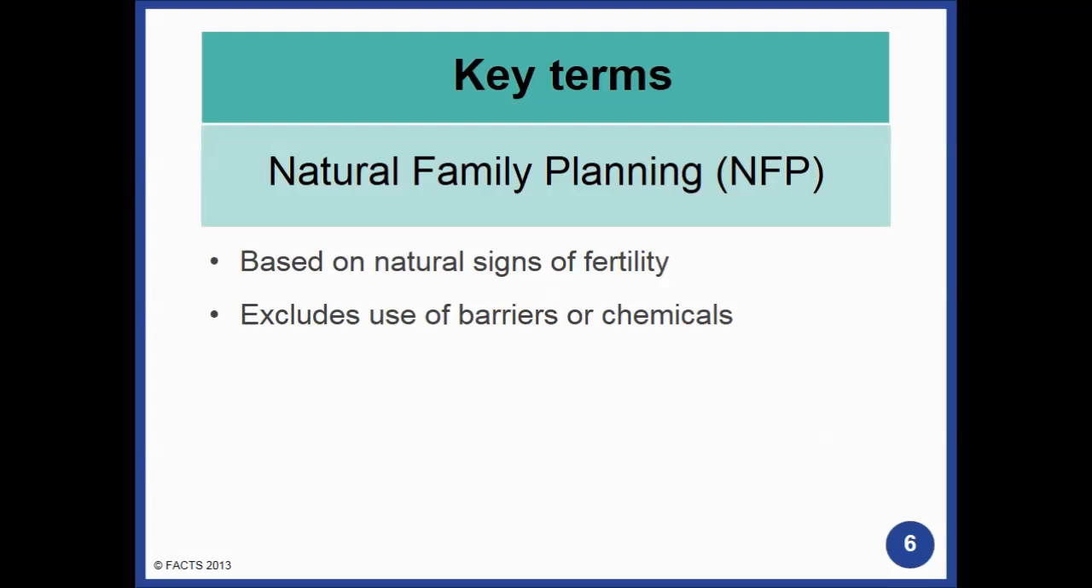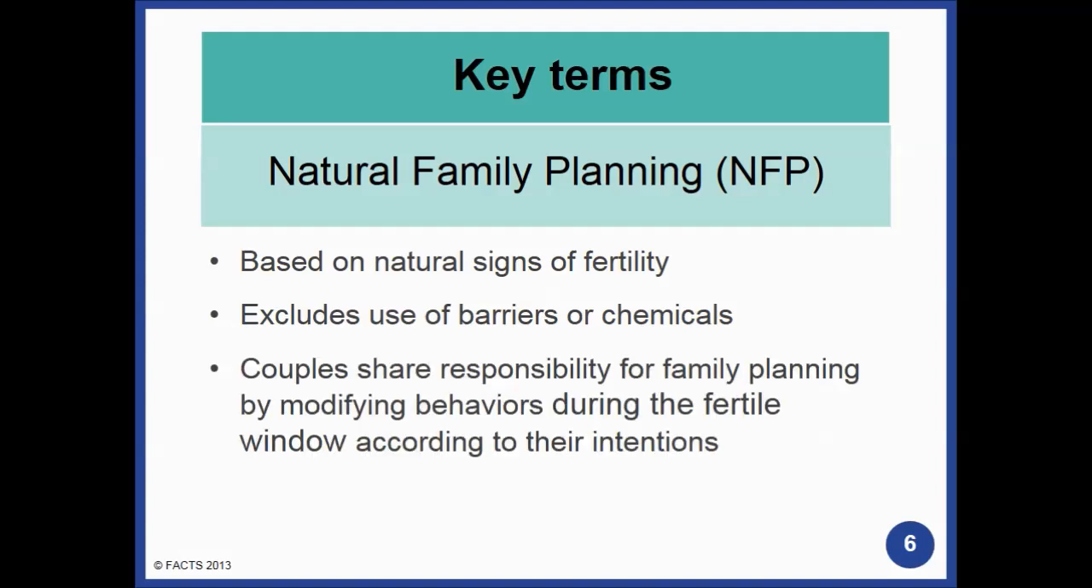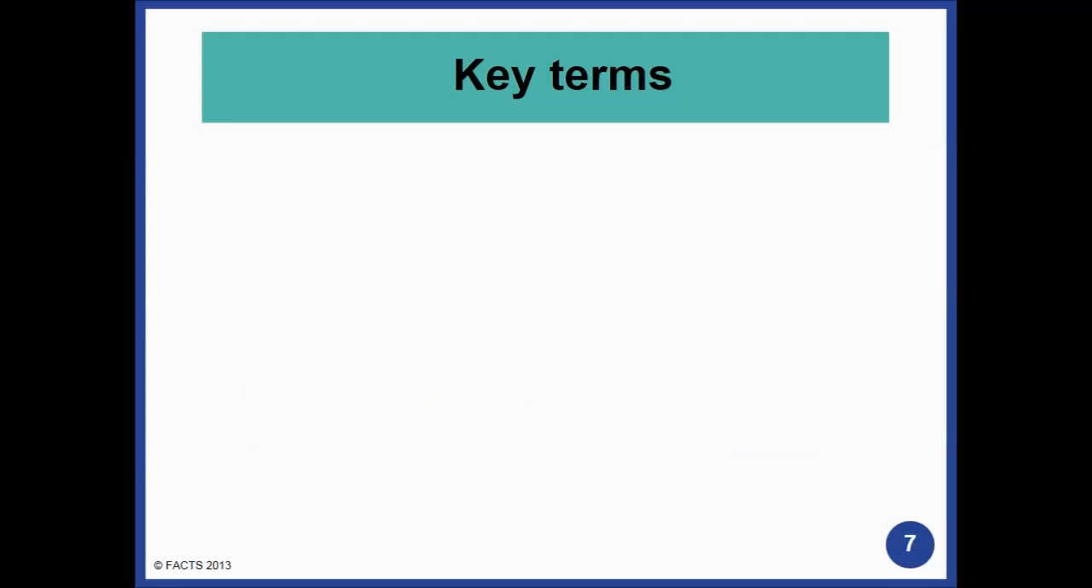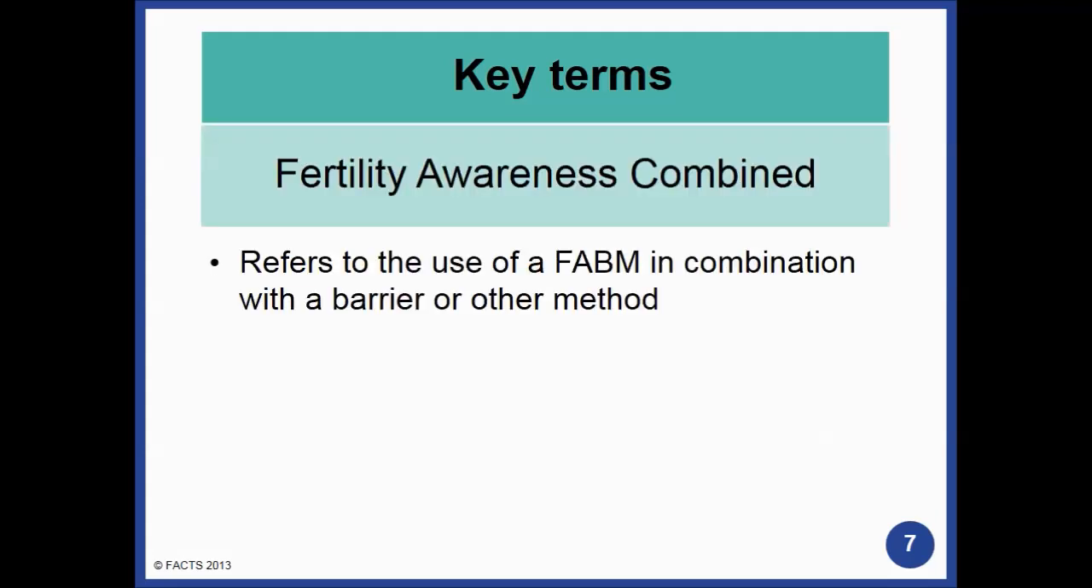The term natural family planning is probably much more familiar, and it emphasizes that these are based on the natural science of fertility, specifically excludes the use of barriers or chemicals, and highlights that couples share responsibility for family planning by modifying their behaviors depending on their family planning goals, or as we learn in Humanae Vitae, if they've got serious reasons to postpone. Now, at FAAFP, we use these terms interchangeably. We do tend to use the term fertility awareness-based methods preferentially because we want to emphasize not only the family planning method aspects of it, but also the health applications.